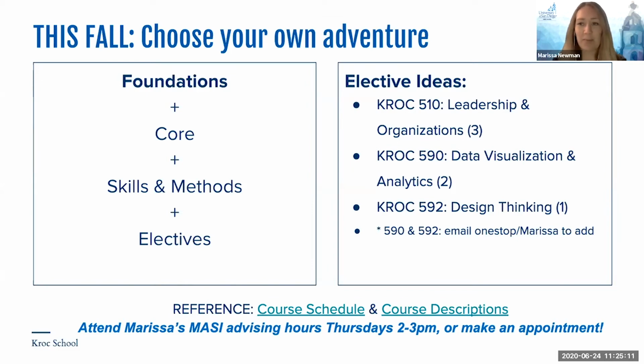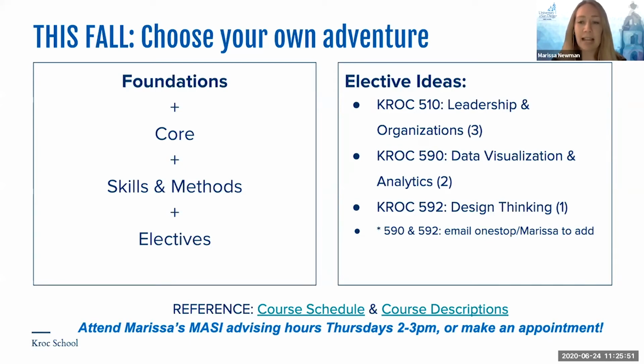Okay, so that was a zoomed in look at foundations. Now we're gonna zoom back out and we're gonna look at the big picture again. So this is kind of a choose your own adventure, map your own way through the Kroc School. This fall, you will take foundations, and then you have options about your core courses, skills and methods, and electives. Go back and reference one of the first slides that I showed you. Remember, if you're a full-time student, you'll need to take certain courses this fall. Certain ones are only offered this fall, but you still have flexibility.